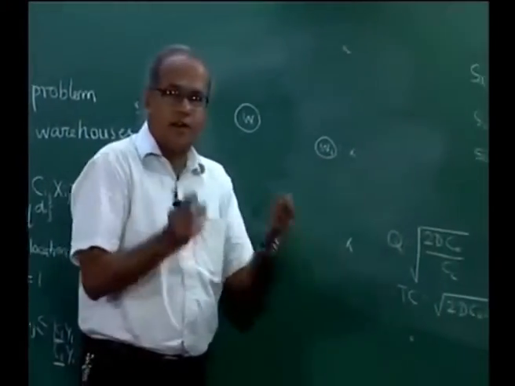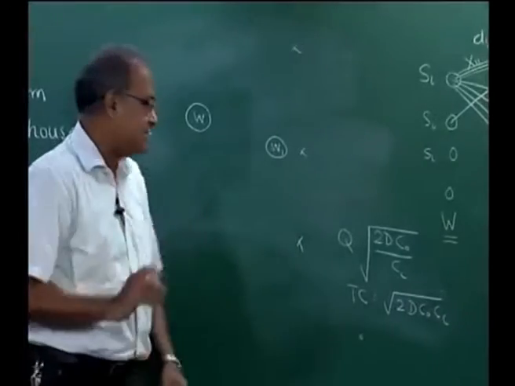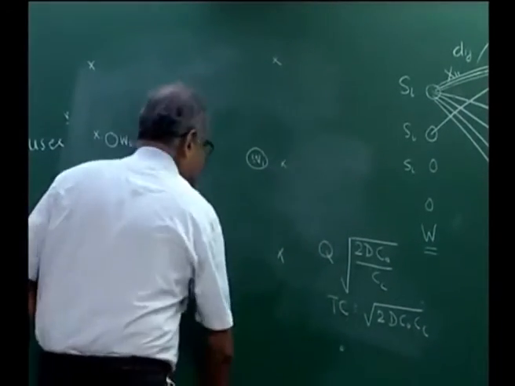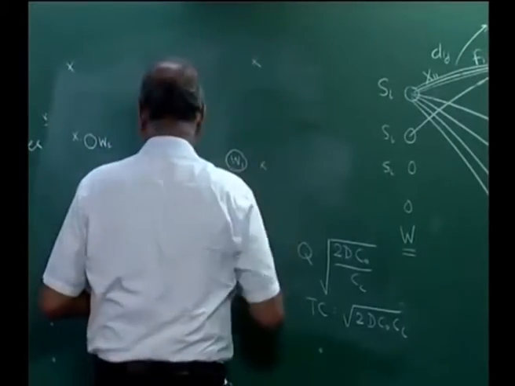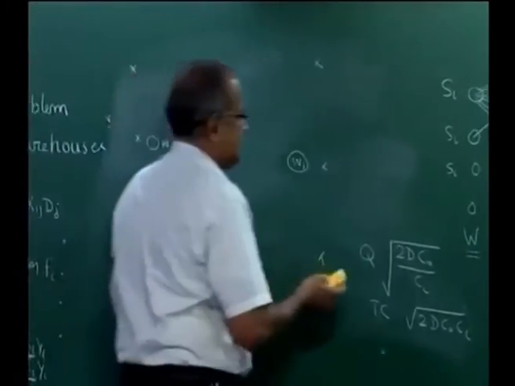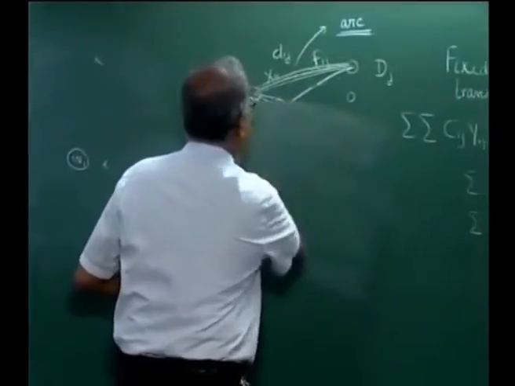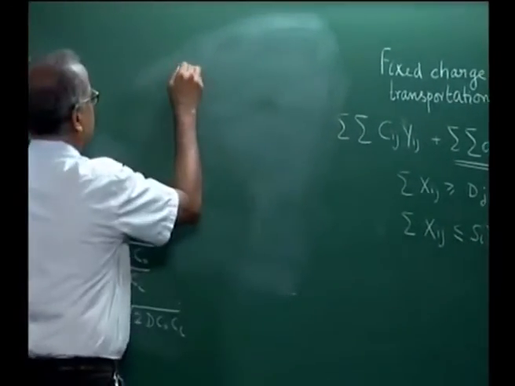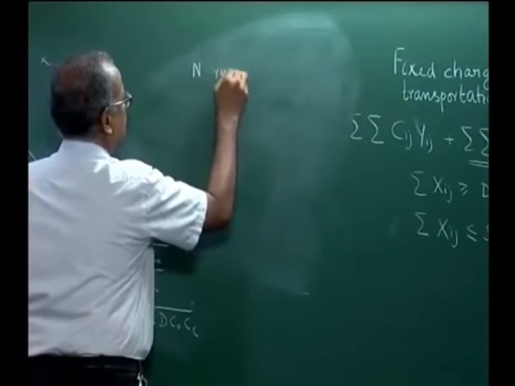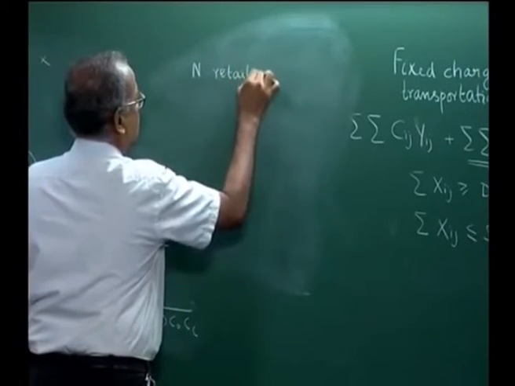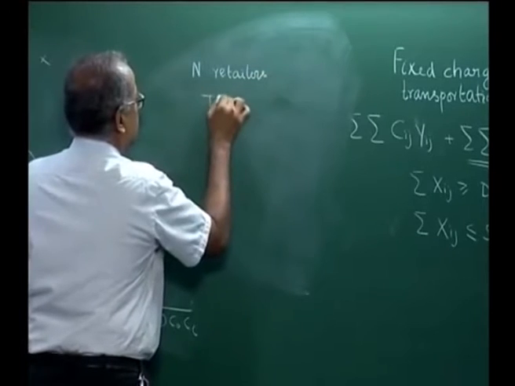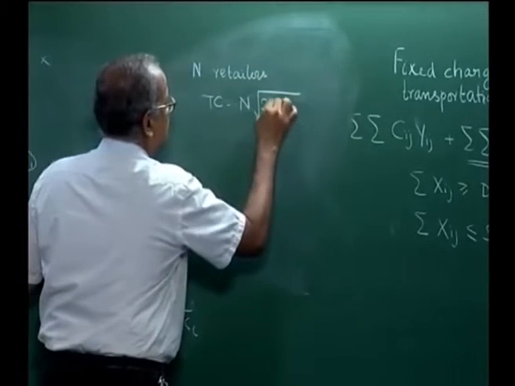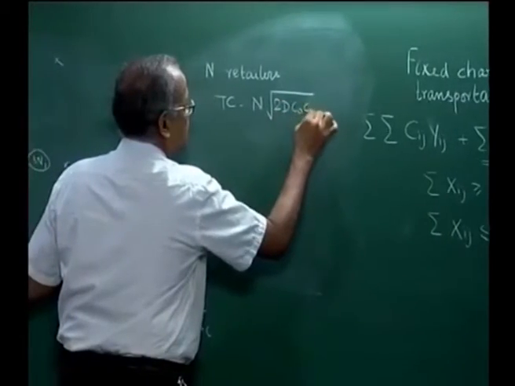Now, if we have it for n different retailers, the total cost there will be, for n different retailers, n into root of 2 D C naught Cc.